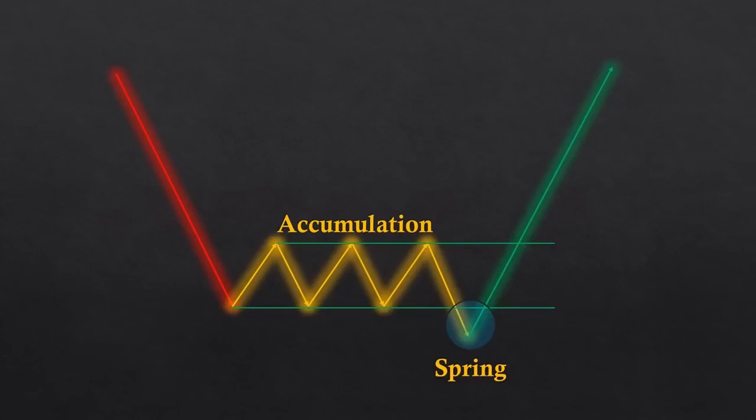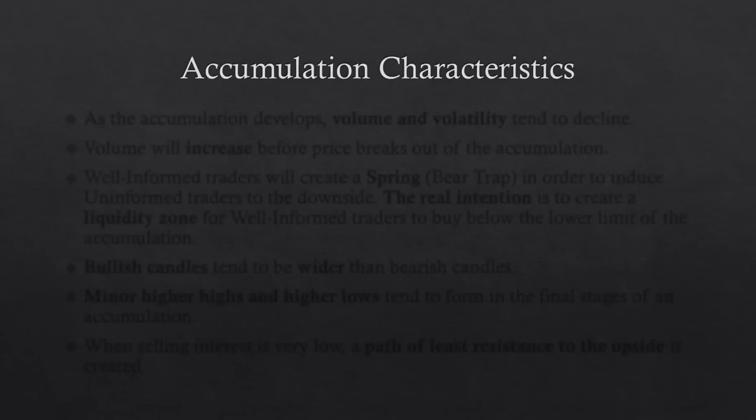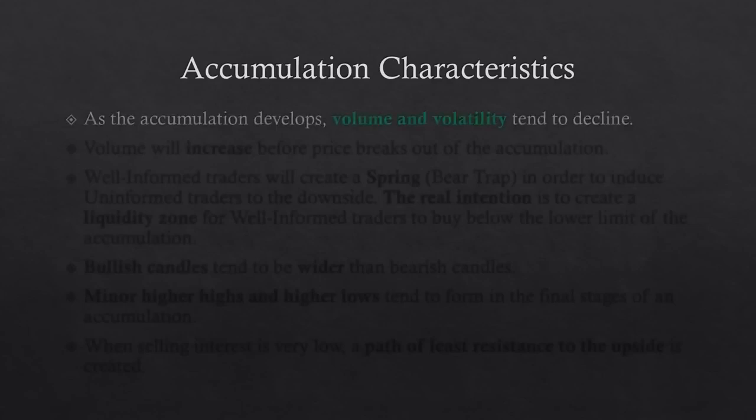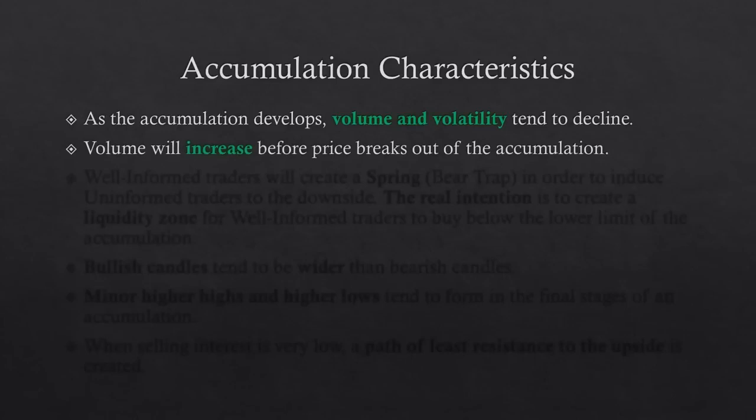Let's look at the basic characteristics of an accumulation. As the accumulation range develops, there is the tendency for volume and volatility to decline, generally speaking. This happens because as time passes by and large traders absorb supply, there will be progressively less interest to the downside. Volume will increase before price breaks out of the accumulation range, which is one of the signs that can be used to anticipate the uptrend.